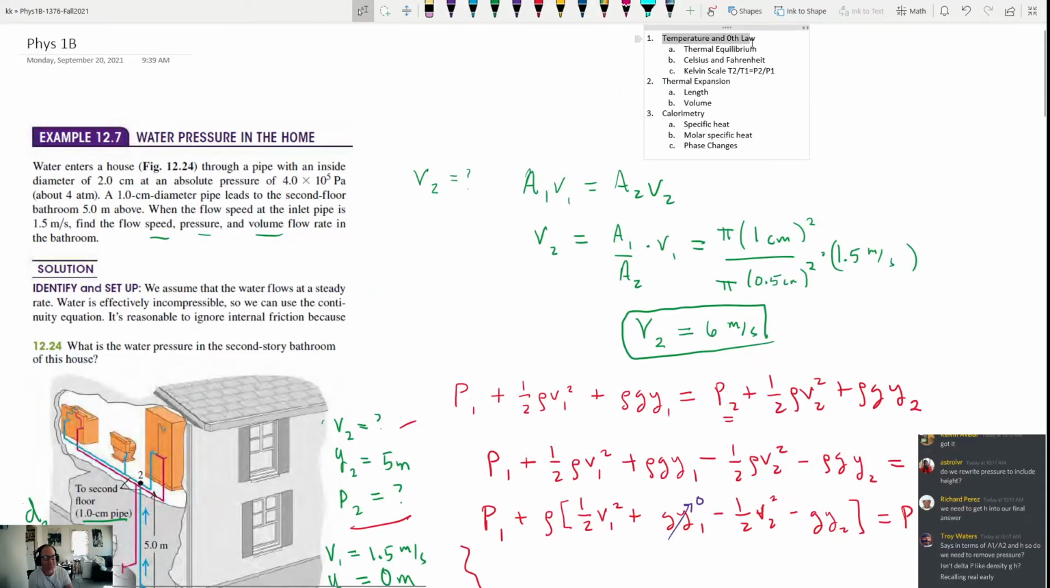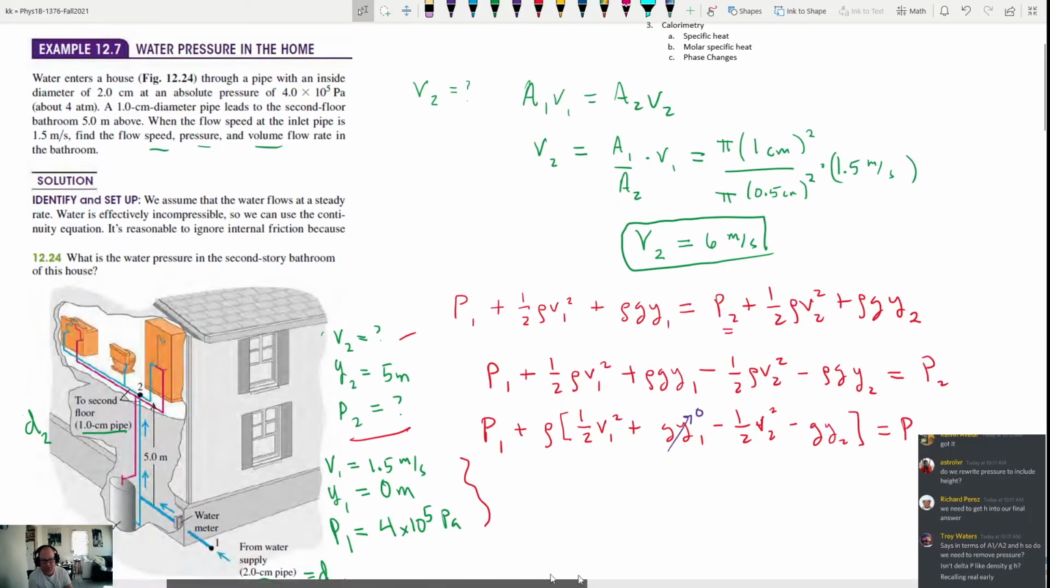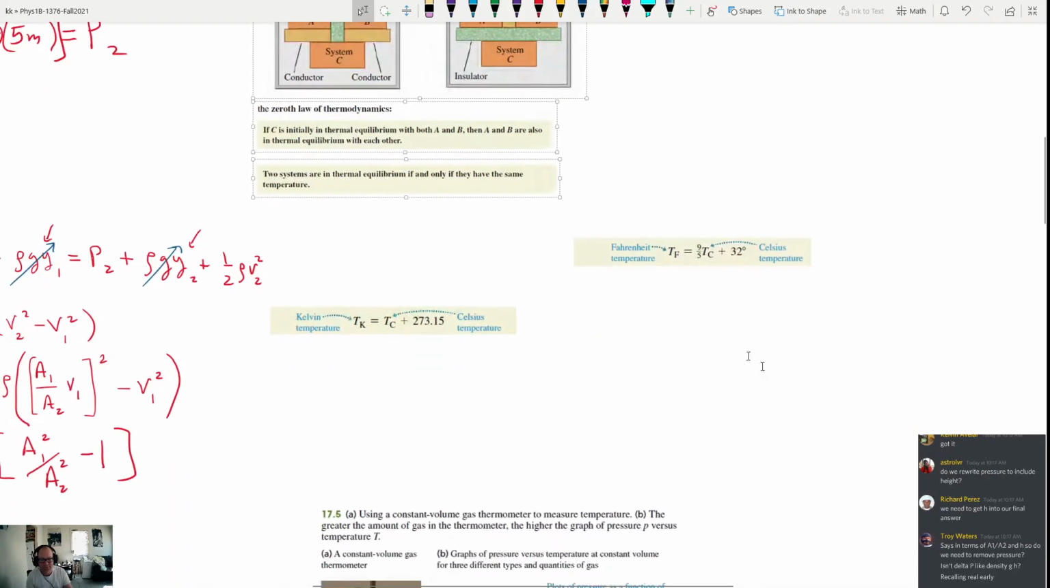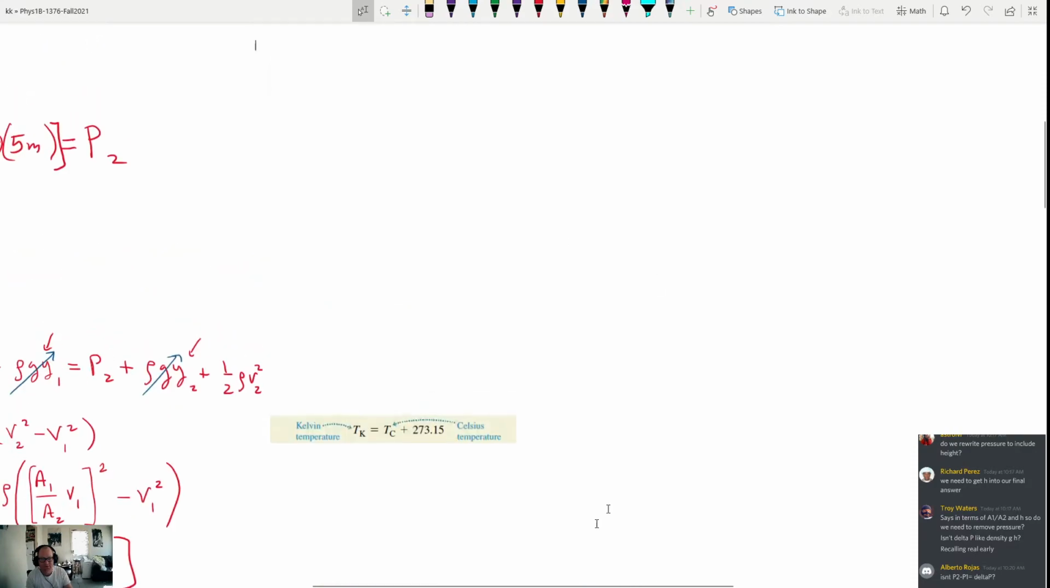All right, let's start talking about temperature. We're going to talk about temperature, the Zeroth Law of thermodynamics, thermal equilibrium, the Celsius and Fahrenheit scales, and the Kelvin scale, and how you can use it to relate temperatures and pressures. So let's get all this stuff that we need for this. Let's just talk about these first, and we'll come back and talk about the other one.